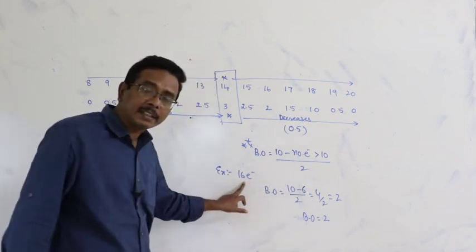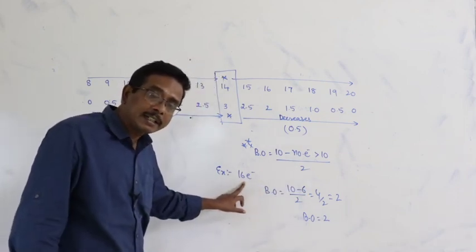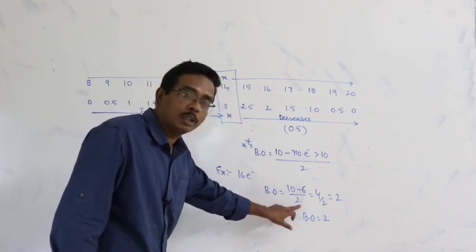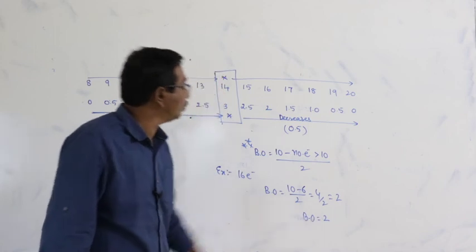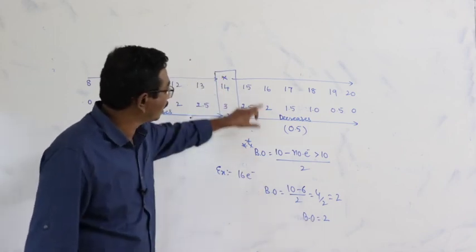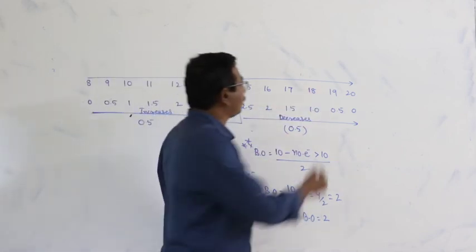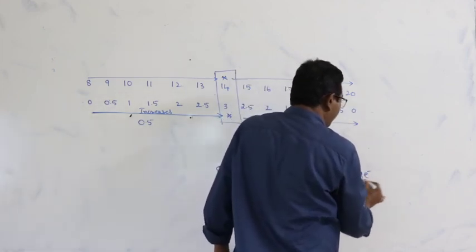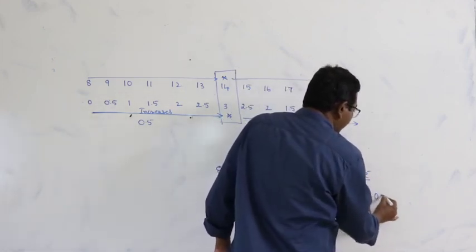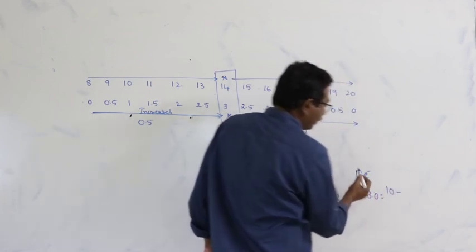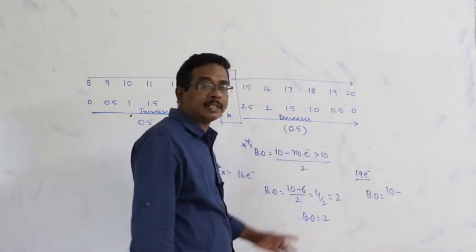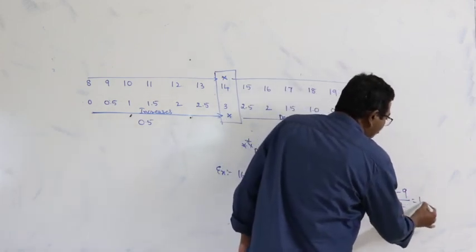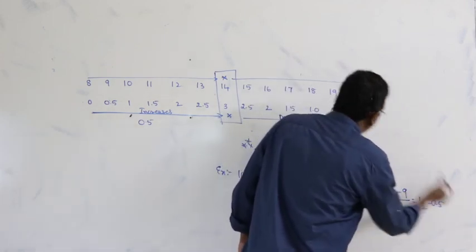Here 16 electrons are there. How many electrons are greater than 10? 6 electrons. So 10 minus 6 by 2 is equal to 2. Bond order 2. So the 16 electron system has bond order 2. Apply it for another one. Here a 19 electron system. Bond order is equal to 10 minus, 19 means how many electrons are greater than 10? 9. 10 minus 9 by 2, 1 by 2, that is equal to 0.5.